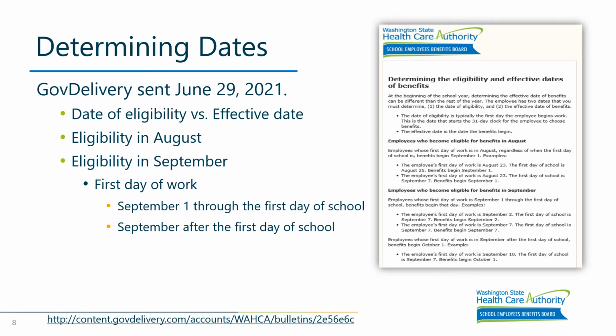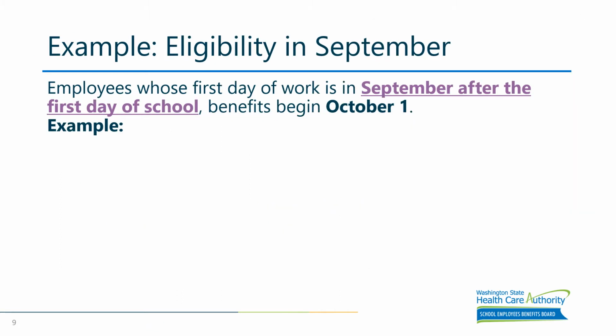It's a great article to read. It's really simple to understand and apply when you're entering the date of eligibility in SEBB My Account. So let's take a look at an example of an employee that's eligible in September. For employees whose first day of work is in September after the first day of school, benefits begin on October 1st. And this is normally the case throughout the rest of the year.